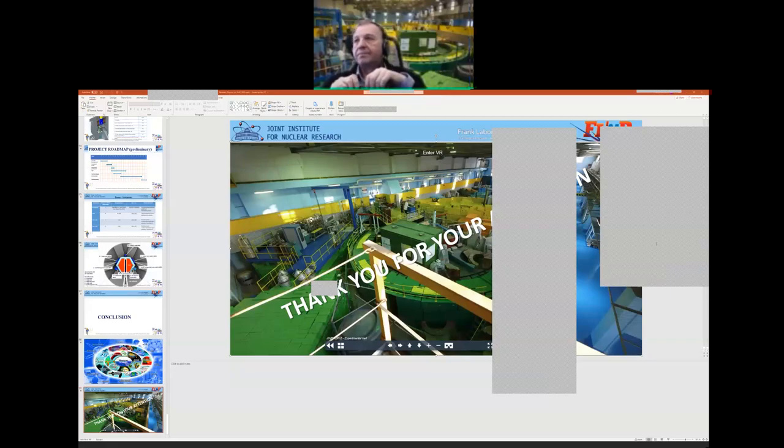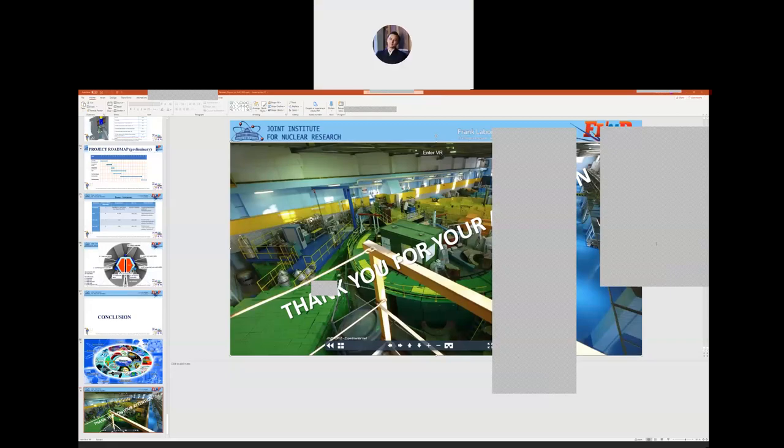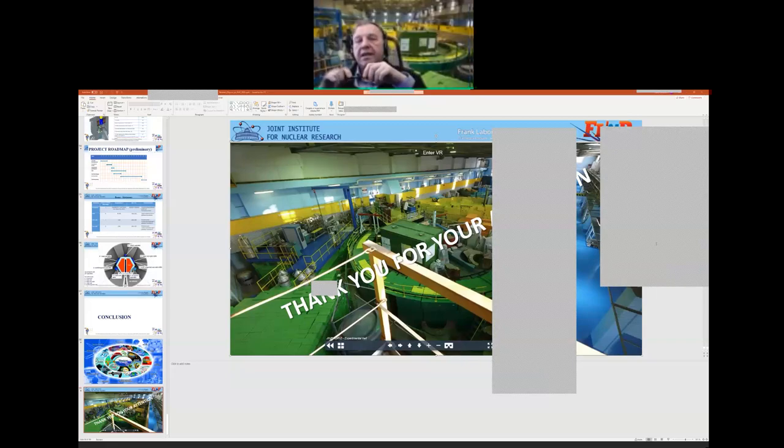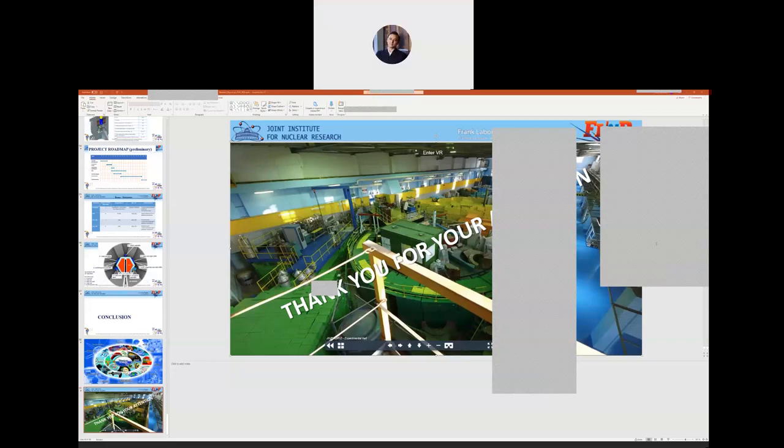I see. Thank you. And what about the flux of the neutrons? Our goal is to have a neutron flux density 10 times higher compared to IBR-2 and 10 times higher compared to the European Spallation Source, which is now under construction. So we have a very ambitious goal to build the best neutron source in the world. I see. Okay, then I wish you good luck with the construction.